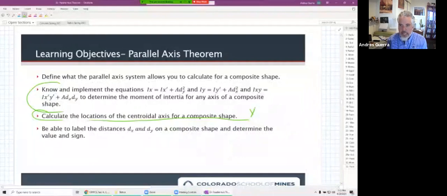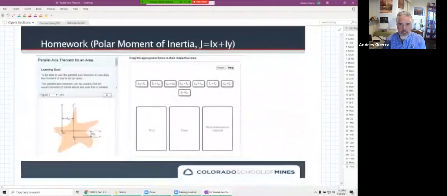That's back to finding x bar and y bar. We've done that before, but we need to be able to do that here as well. And then label these distances d sub x and d sub y. This is not a differential dx and dy. It's a distance that we'll talk about doing on our composite shape.